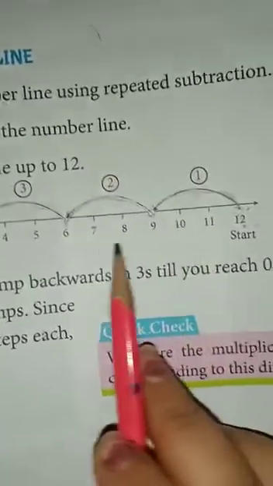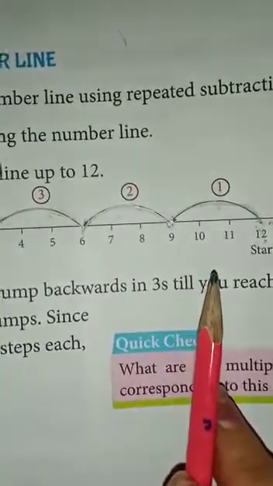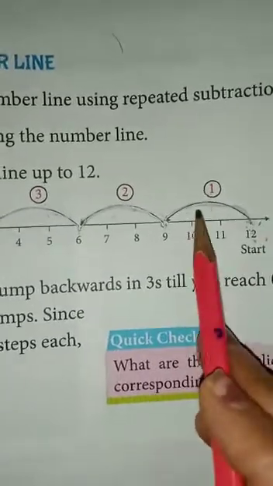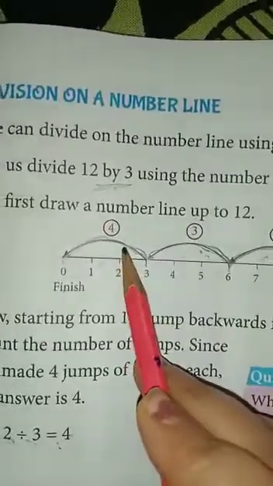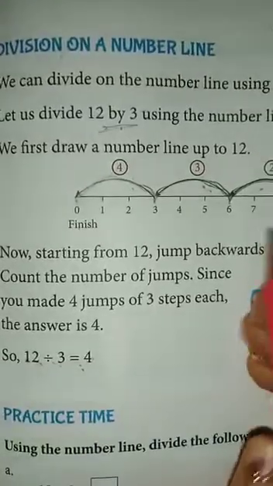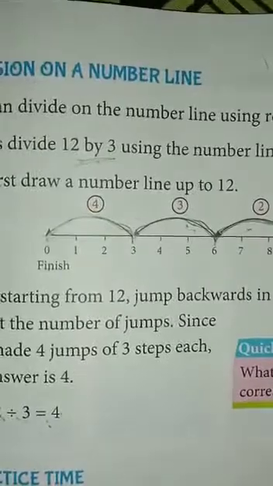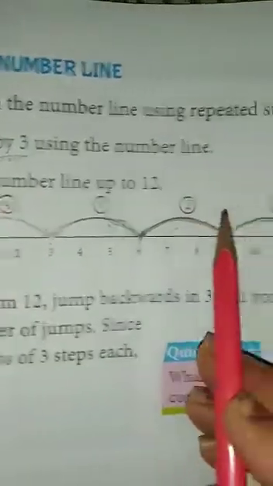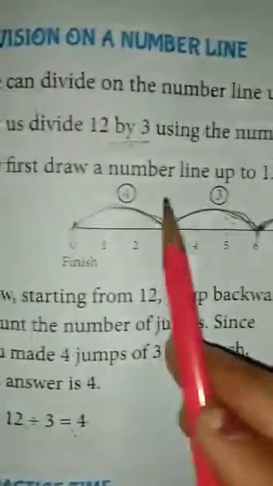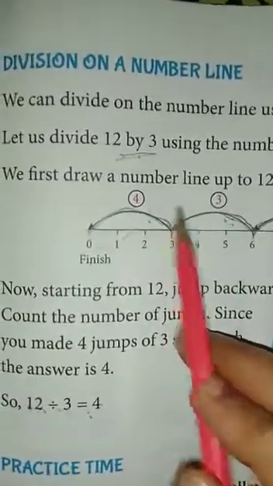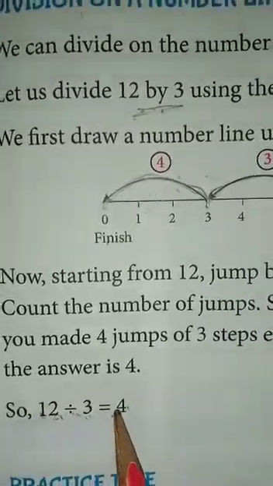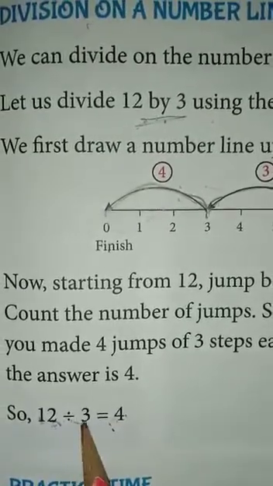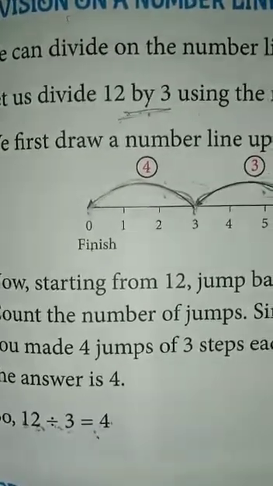Now let's count the number of jumps. 1, 2, 3, 4. 4 steps we have made. So we got the answer 4. So 12 divided by 3 is equal to 4.